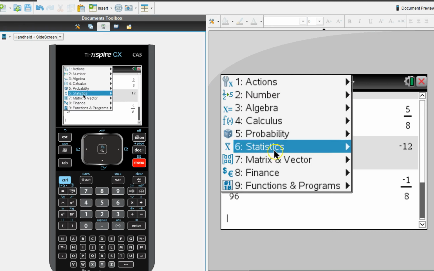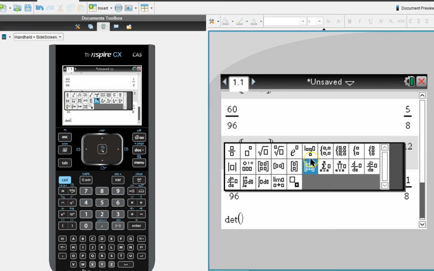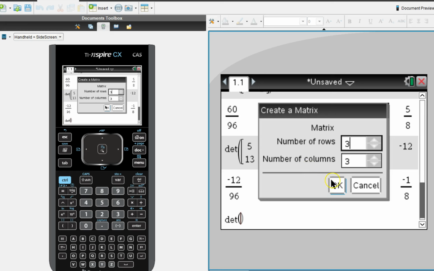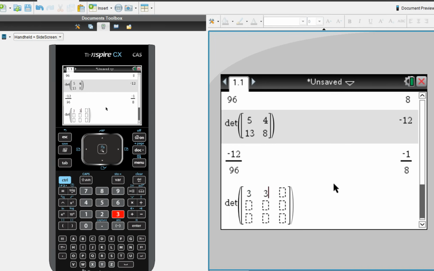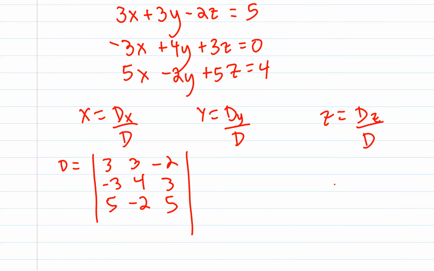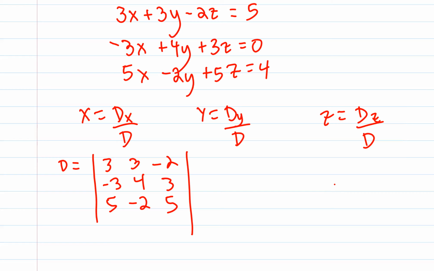Menu, matrix, let's do a determinant. But this time, I'm going to choose a 3 by 3. My numbers, 3, 3, negative 2, negative 3, 4, 3, and 5, negative 2, 5.